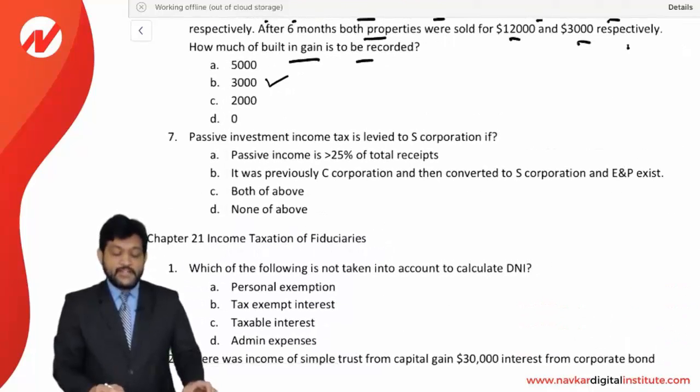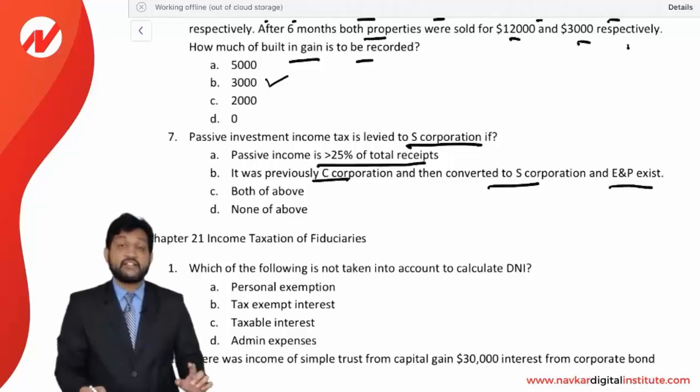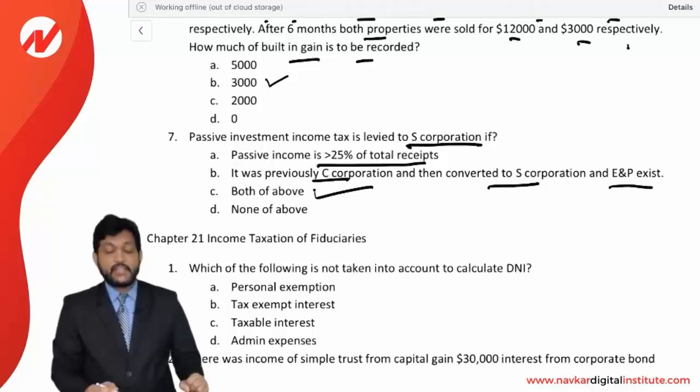Passive investment income tax is levied on an S corporation if passive income is more than 25% of gross receipts. Yes, it is true. It was previously a C corporation and then converted to S corporation, and earnings and profits exist. Yes, it is also true. So both of the above are correct sentences. C is the correct answer.